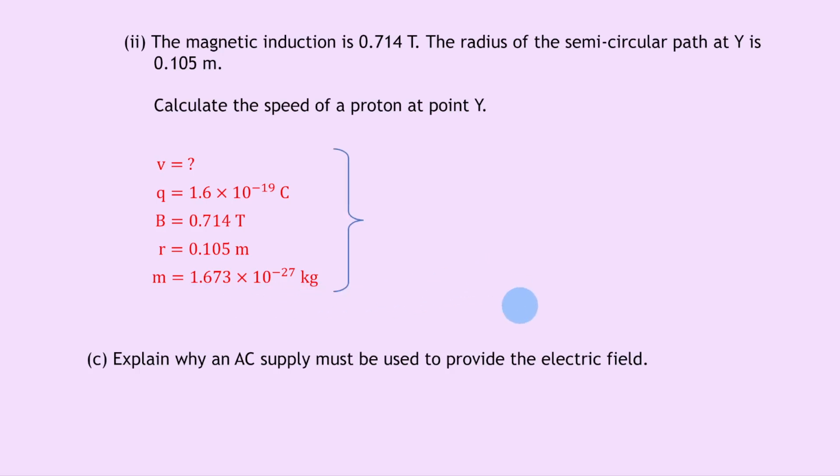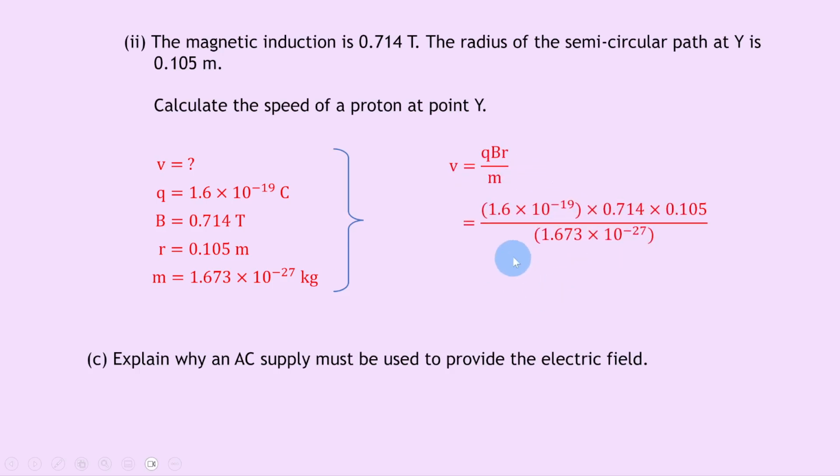So writing down the equation we derived in part 1, we have v equals QBr over m. Substituting in the numbers gives 1.6 times 10 to the minus 19 times 0.714 times 0.105 divided by 1.673 times 10 to the minus 27, and putting that into your calculator should give you an answer of 7.17 times 10 to the 6 meters per second.